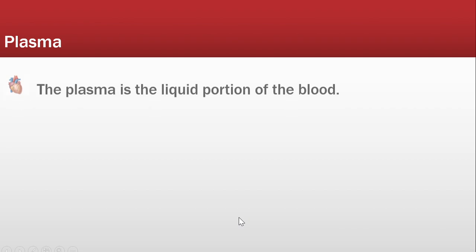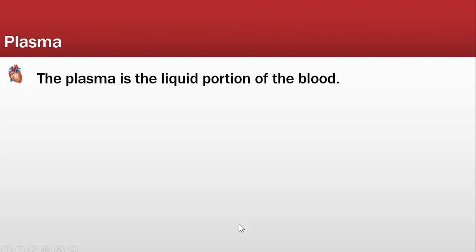Next we are learning about plasma. The plasma is the liquid portion of the blood. It transports nutrients from the digested food in the small intestine to all parts of the body. It also transports waste products such as carbon dioxide from cells to the kidneys, liver and lungs for excretion. So excretion means transporting out all the urea and other waste products.